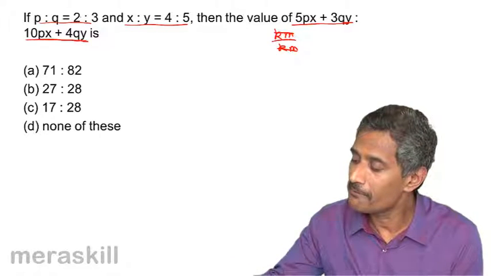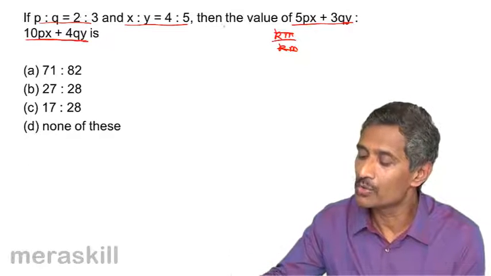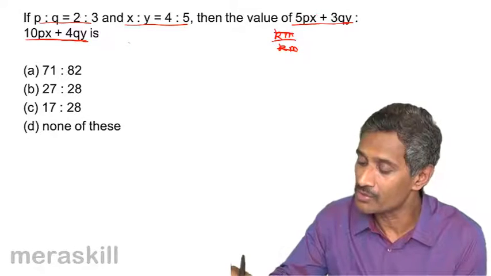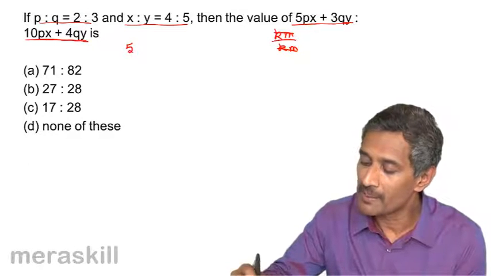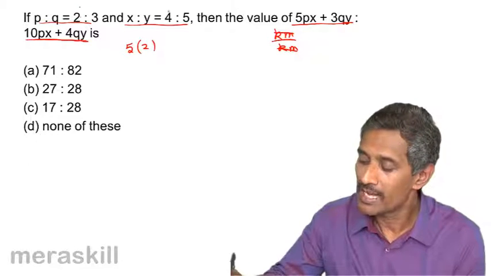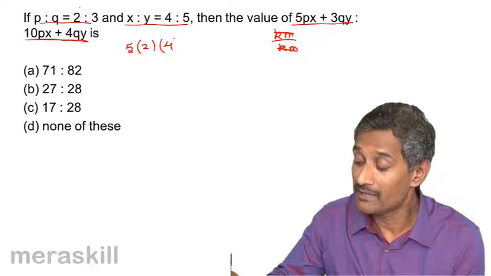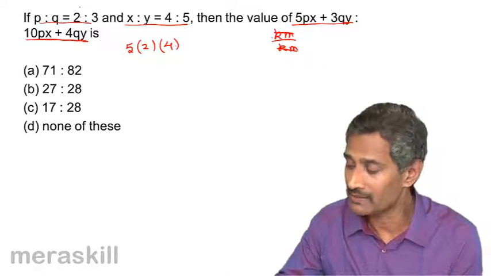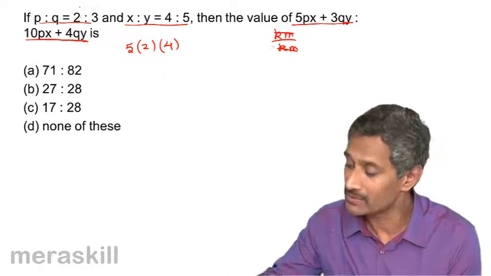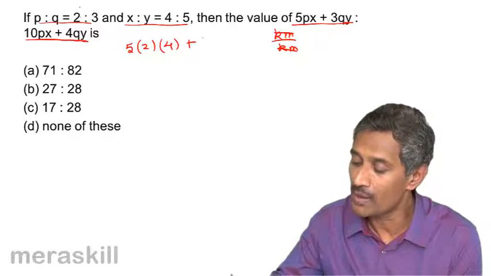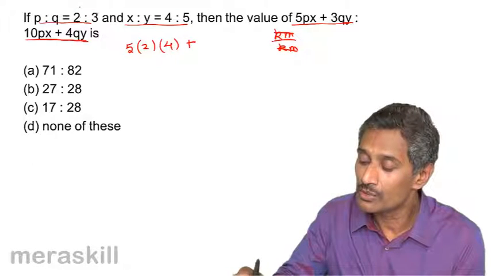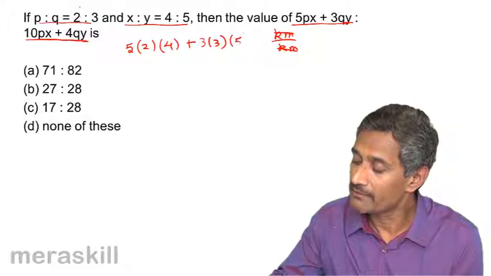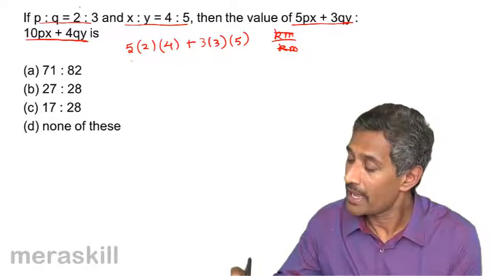So we have 5px plus 3qy. So it's a combination of compounding a ratio. So you have 5px. So it's going to be 5p is 2, x is 4. I repeat, actually x is 4k, but things are bound to get cancelled. As I told, the k part will get cancelled. So that's 5px plus 3qy. So it's going to be 3 into 3 into 5. So that gives you this part, and is 2.